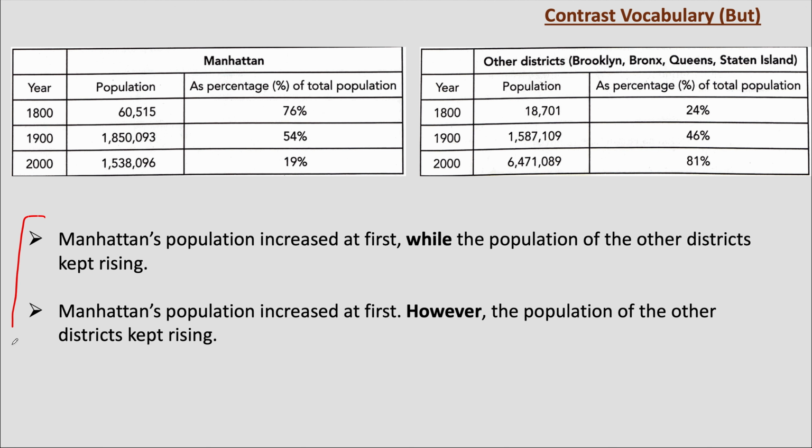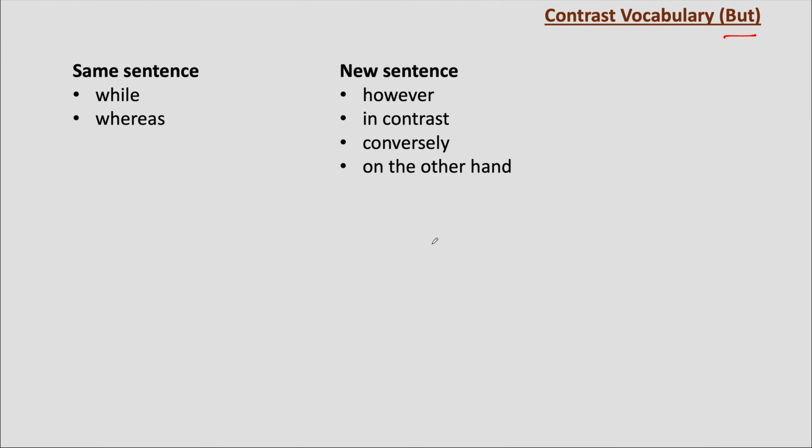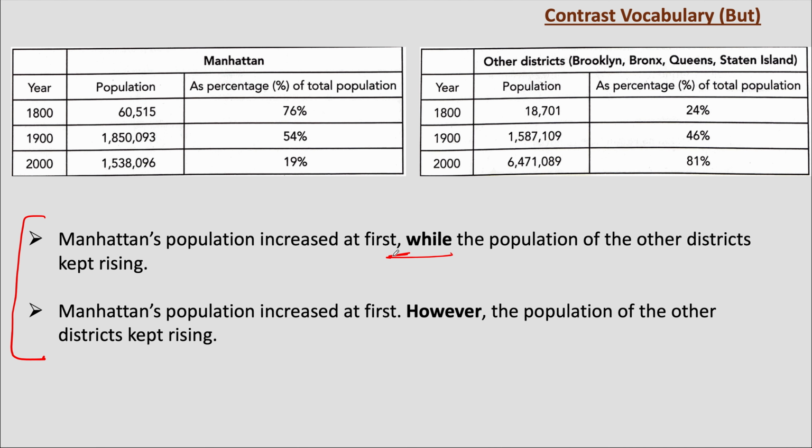Here are two example sentences. In the first sentence, we have used while, which is a same sentence contrast word. So we have not started a new sentence. In the second example, we are saying the same thing, but because we have used however, we start a new sentence.